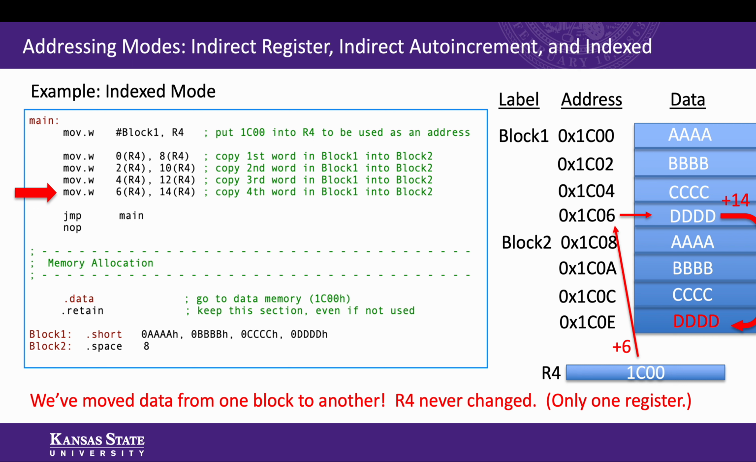So you can see if you know the offset, which is 8 in our 2 blocks, then we can move entire blocks of information, right? So again, notice we've moved one block to another. Also, I want to point out in this example, R4 never changed like it did in previous examples. R4 stayed at 1C00. It was the instruction itself, or the mode of addressing, that actually added something to R4.